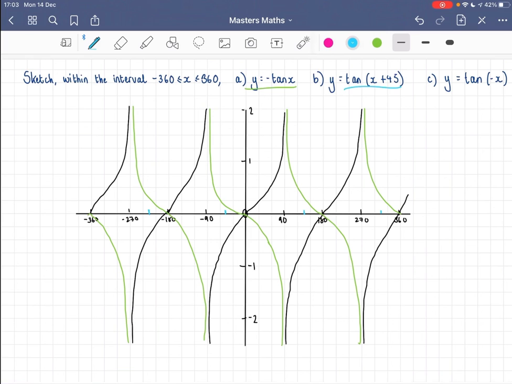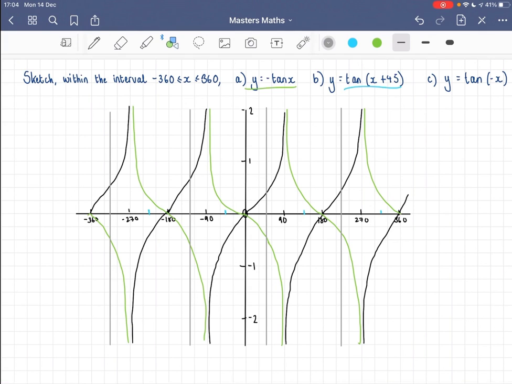I'm going to draw in some really faint asymptotes, I think, using this lovely grey colour. So where it was at 90, it's now at 45. Let's use a straight line. So it's going to be here. Where it was at 240, it's going to be like that. We had an asymptote at -90, it's going to be 45 less than that. And we had an asymptote at -270, so it's going to be 45 less than that. So it's going to go between those kind of sections.